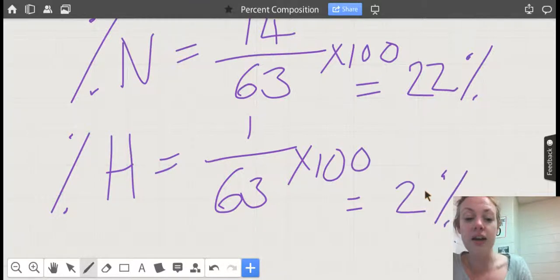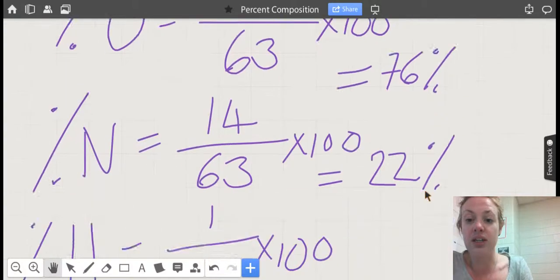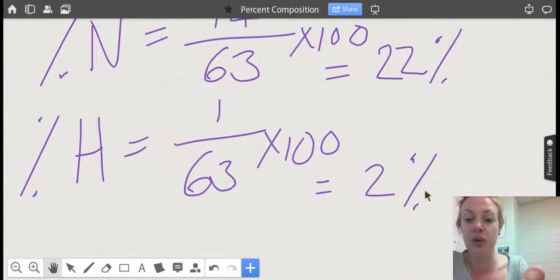Now, if I add up all my percentages for each of the elements in the compound, it should add up to 100. So let's just have a look and check. We've got 76 plus 22 plus 2, and if I add all that up together, it comes to 100. So there I know that I'm not missing any elements and I haven't made any mistakes.